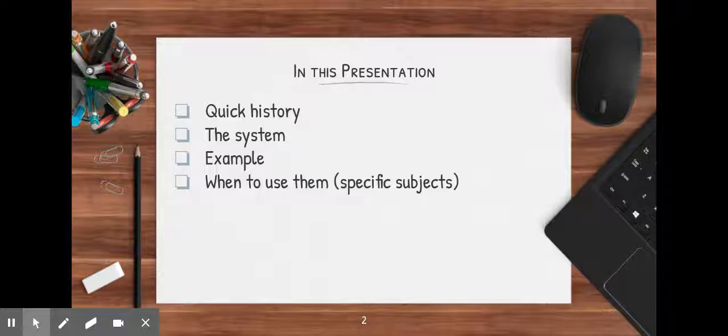So in this presentation, I'm going to give you a quick history on what Cornell Notes are. I'm going to show you the system of how to write them. I'm going to give you an example from one of my notebooks of when I've used Cornell Notes. And I want to give you some specific subjects that this note-taking system will help you with the most.